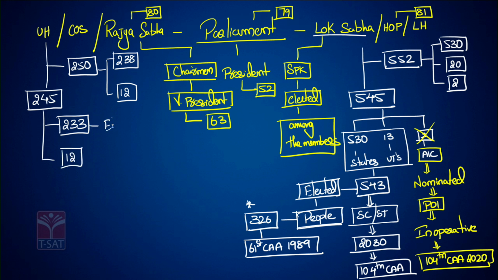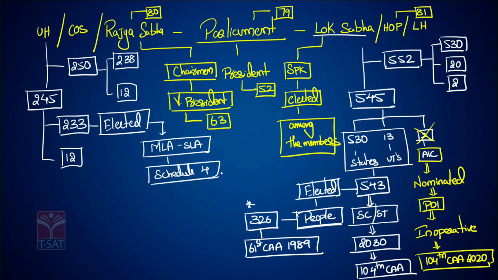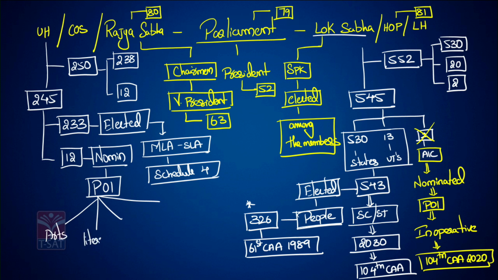They are elected. Who elect the Rajya Sabha members? They are elected by the MLAs of State Legislative Assembly following Schedule 4 of the Constitution. And up to 12 members are nominated by President of India, who belong to 4 different categories. The first one is arts, literature, social service, and technology.